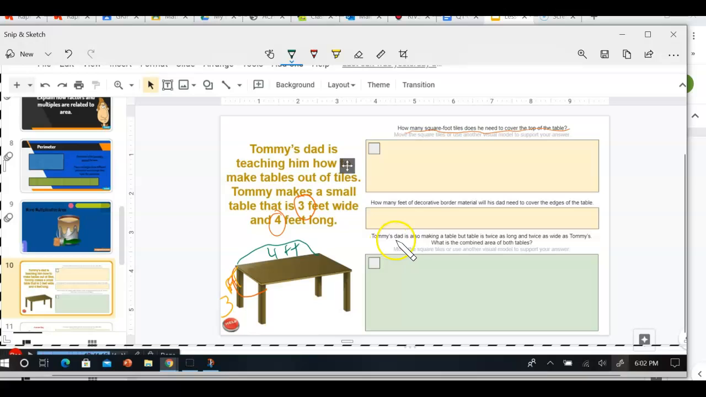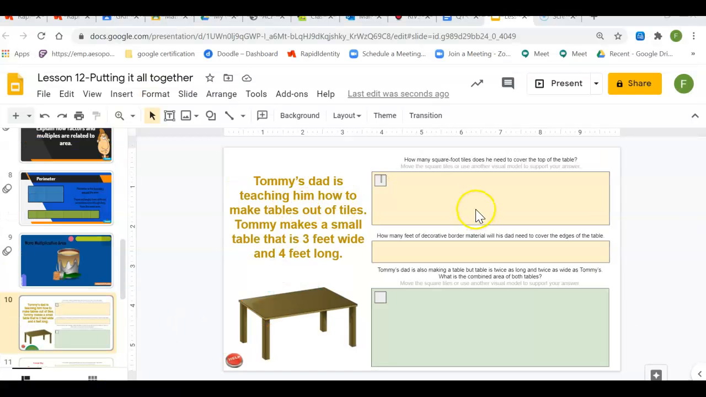And our next question, Tommy's dad is also making a table, but his table is twice as long and twice as wide as Tommy's. So what is the combined area of both tables? All right, so we're going to take a little bit of what we've learned so far, and I'll give you an opportunity to try to work on it. I want you to work on it inside of the slides right here, okay?